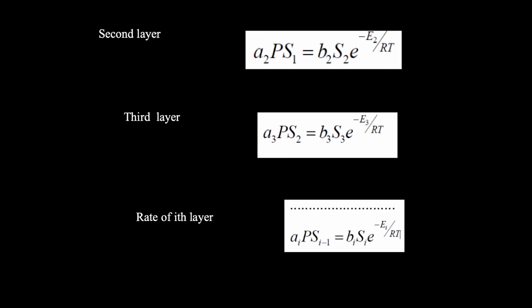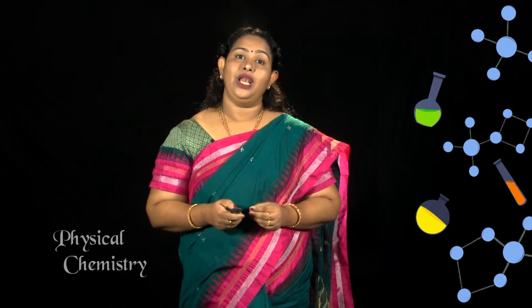Similarly, for the third layer, the equation at equilibrium is A3 P S2 is equal to B3 into S3 into e to the power minus E3 by RT. Here A3 and B3 are the adsorption and desorption rate constants. Thus, for the ith layer, the equation at equilibrium becomes Ai P Si minus 1 is equal to Bi into Si into e to the power minus Ei by RT. Now, let us consider the equation for S2.